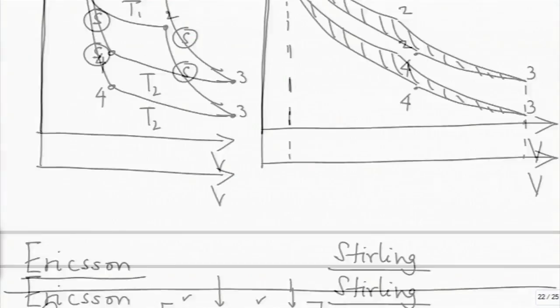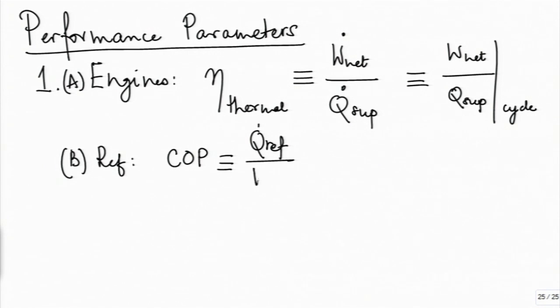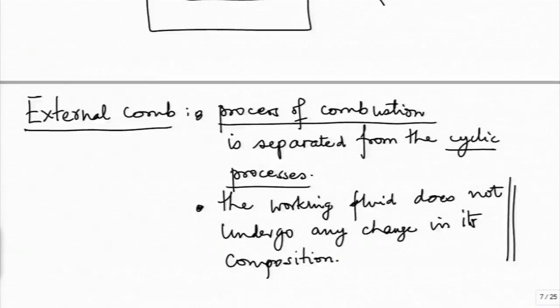So, compared to efficiency, for refrigerators we have the coefficient of performance, which is defined as the refrigeration effect divided by the power supplied, and for heat pumps, the coefficient of performance would be the heating effect divided by the power which is supplied or consumed. If you want, instead of supply, use net, that is perfectly okay. But go back to the figure and you should understand what we are defining and why we are defining.